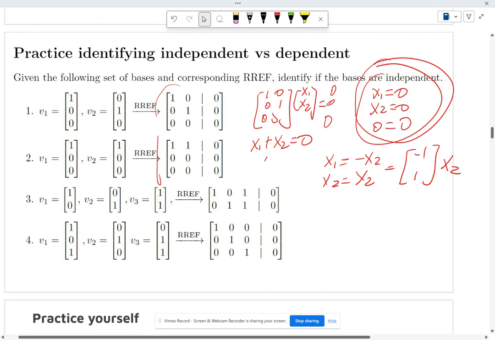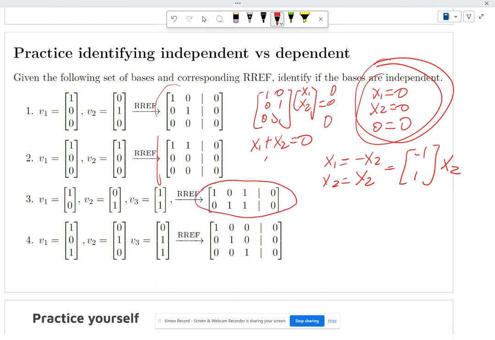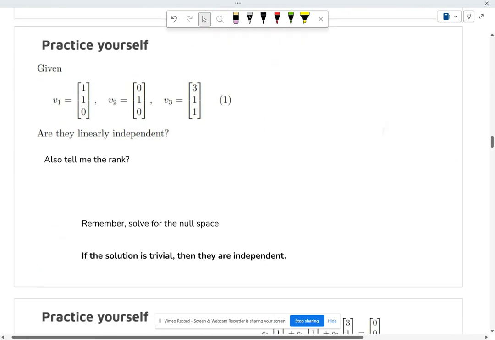Okay, let's look at the third one. Over here, you can see that the null space has a non-trivial solution. Therefore, they're dependent. Over here, the null space has only the trivial solution. Therefore, they're independent. So you got to go back and really make sure you understand the concept of null space and dependency.